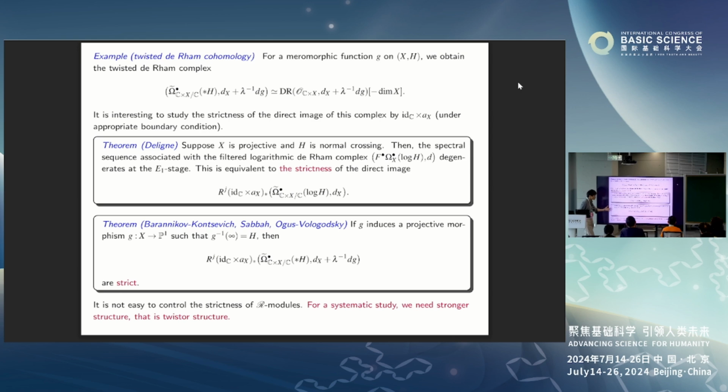And there are many variations of these results. And they are useful, for example, for the computation of the dimension of the cohomology groups. It is also useful to obtain some vanishing theorems. And it is also useful because it is related with the study of the Landau-Ginzburg model in mirror symmetry. So it is important to control the strictness of R modules. But in general, if we consider just R modules, then it is not so easy to control. And for a systematic study, to control the strictness of R modules, we need a stronger structure, and that is twistor structure.